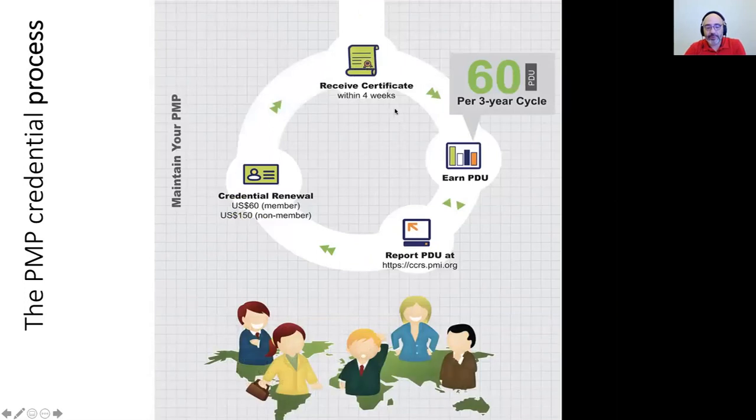Once you receive the paper certificate within 4 weeks, you have to maintain a 3-year cycle to earn PDUs, to report those PDUs, and to renew your membership after the 3rd year. It's $60 plus the local chapter, or $150 for non-members plus the local chapter fees.